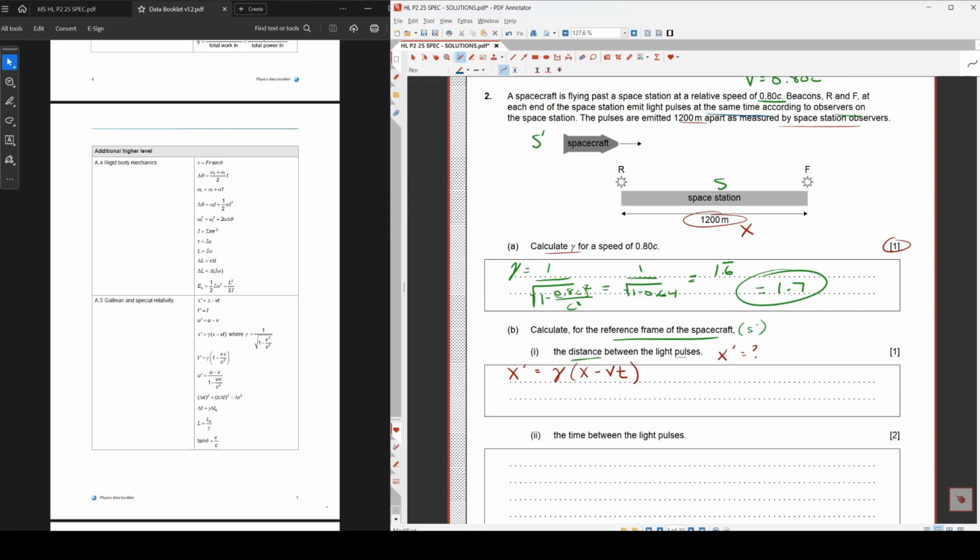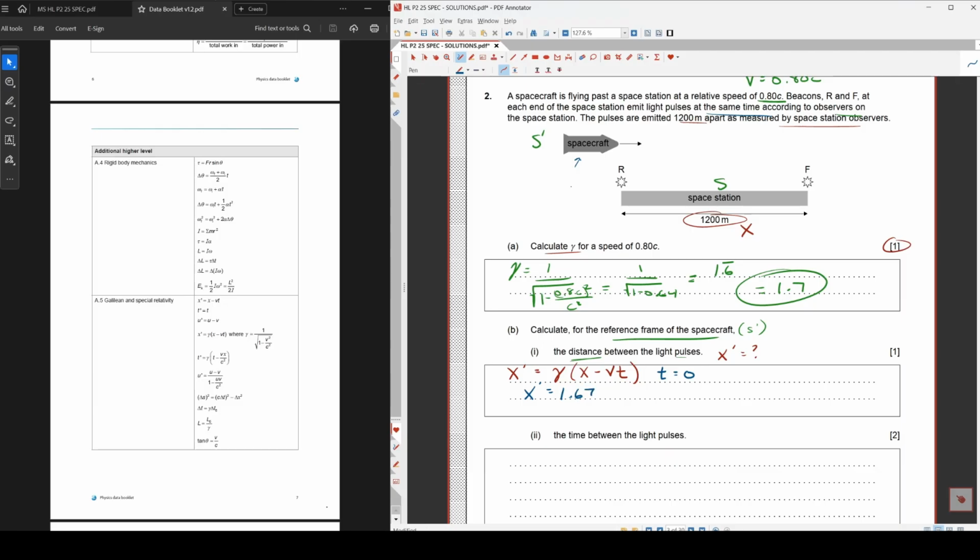They arrive at the same time according to the observers. So the time for the observer on the space station is 0. That will not be the same time, it will not be simultaneous, for someone on a spacecraft. There's some nonsense about simultaneous events: it depends on who's measuring. That's what we'll do in the next one. But let's just do this.